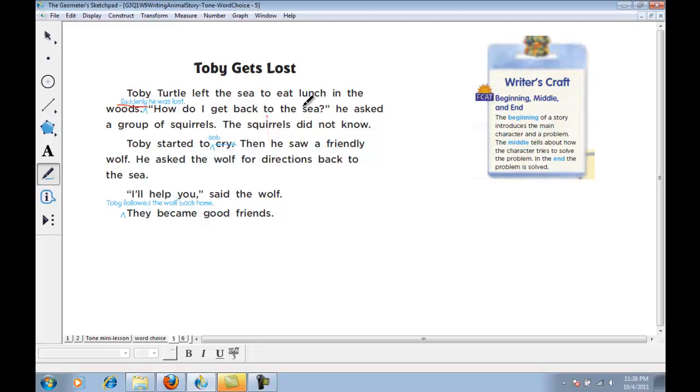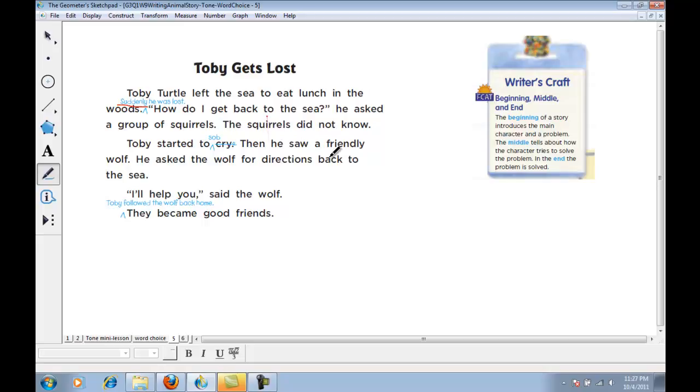"How do I get back to the sea?" He asked a group of squirrels. The squirrels did not know. Toby started to, we had written cry, but that's kind of a boring word. Since we want to use more specific words that paint a more vivid picture in our reader's mind and make us sound smarter, we decided to change that word cry to sob. Toby started to sob. Then he saw a friendly wolf.